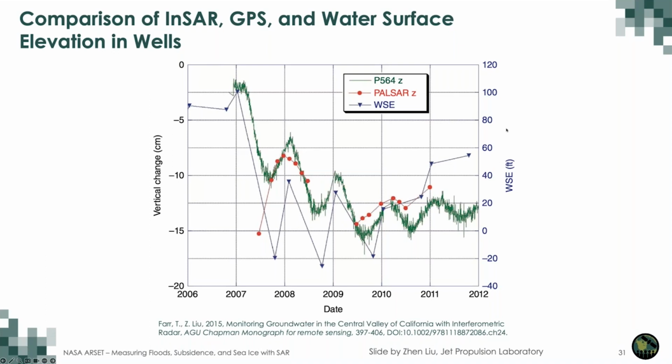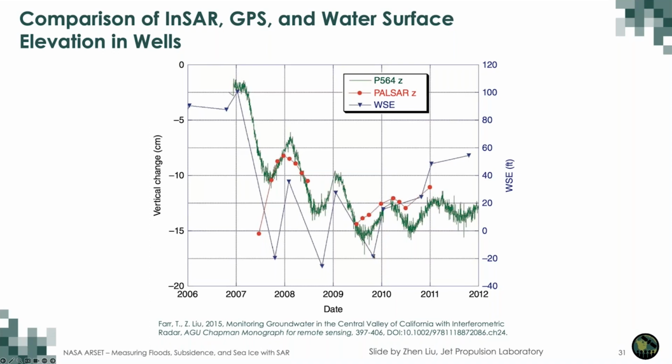The water surface elevation is on the right axis here with the blue colors, and they only measure the water surface elevation once or twice a year, so we don't see the details of the seasonal variations, but we can see this sawtooth pattern as the water recovers during the rainy season, but is withdrawn during the summer dry season. There was an overall rapid decrease between 2007 and 2010.